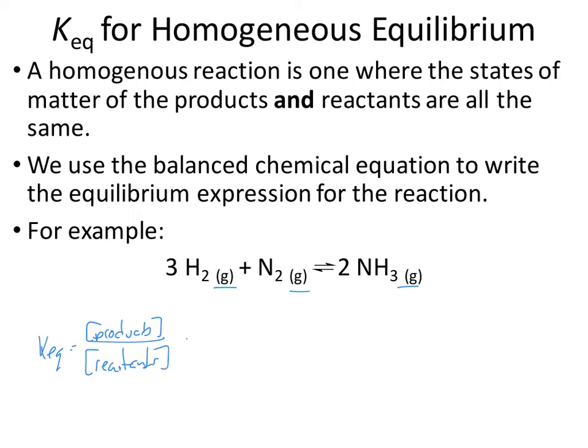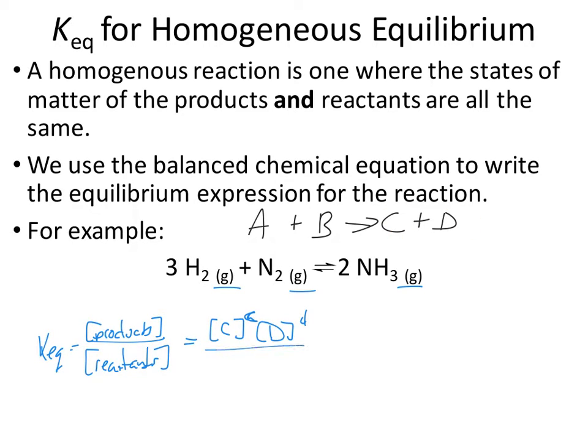Now, if we make this a little bit more specific, let's change these variables. If we look at a reaction like A plus B gives us C plus D, this would be the concentration of C to the power of C, concentration of D to the power of D, because these are our products, C and D, over the concentration of our reactants, concentration of A to the power of A, and concentration of B to the power of B. Again, those A, B, C, D would be the coefficients of their balanced equation.